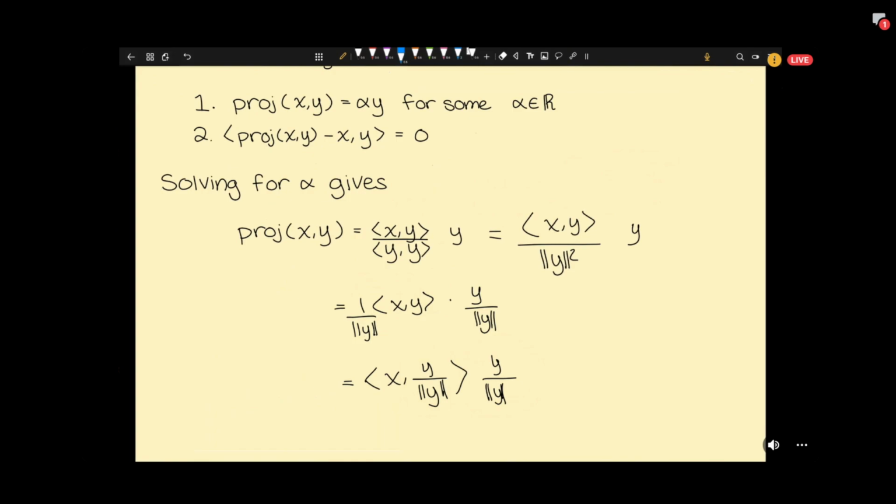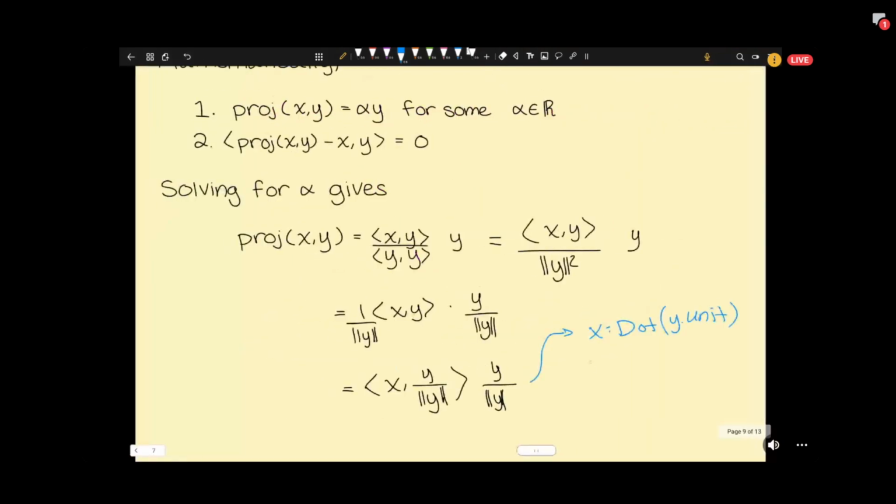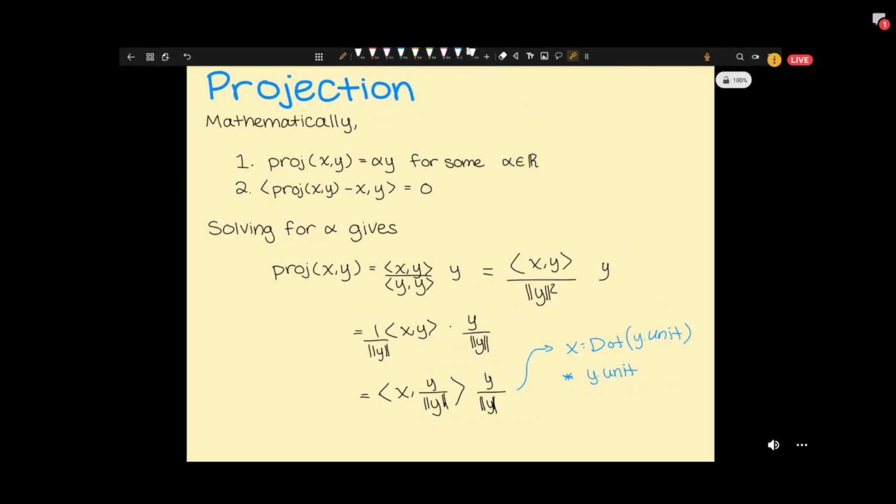So the way I write it out in code is that this is equal to x dotted with y dot unit. Oh, I've run out of space. Times y dot unit. This y dot unit is this. So this is how we project a vector onto another in code. And we'll do that right now.